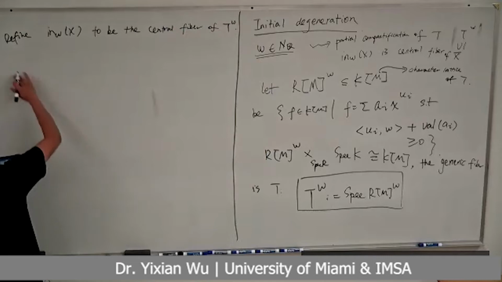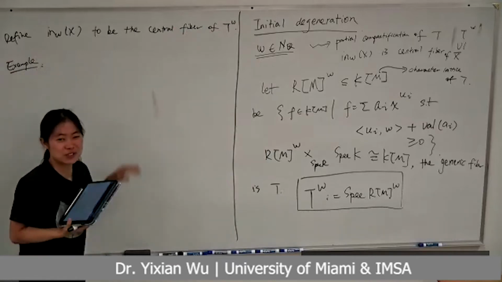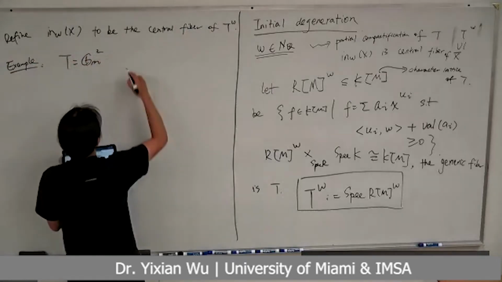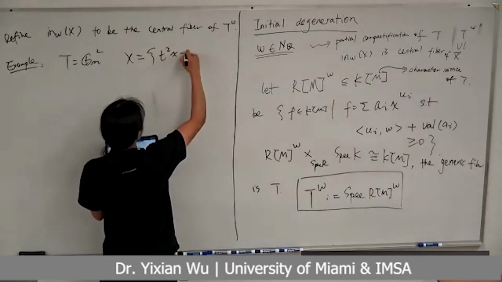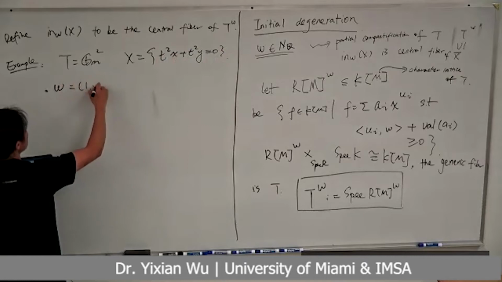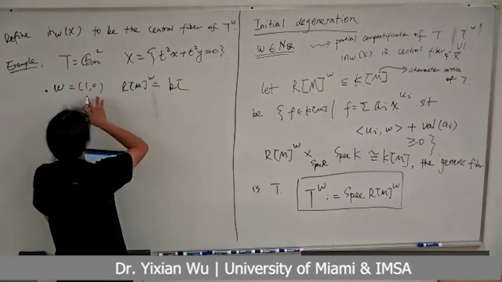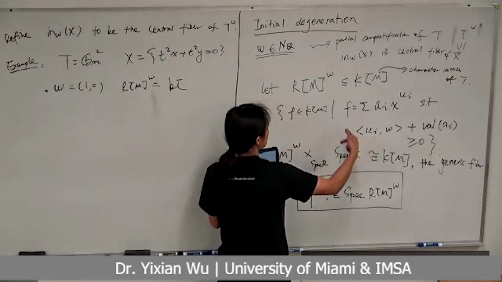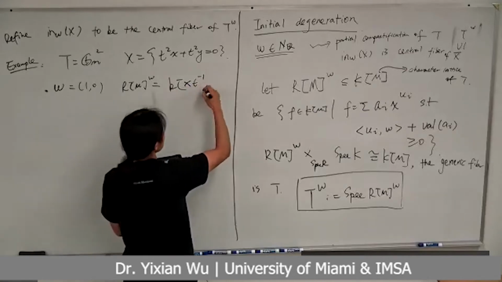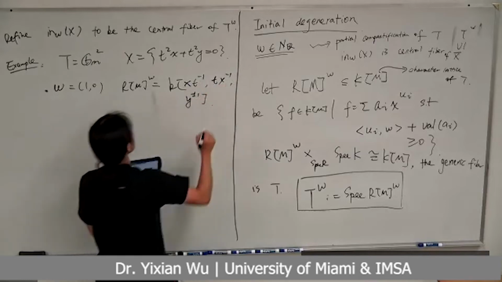Let me give an example just to see how this works. I calculated this myself, so I'm not 100% sure it's correct, so maybe we can check together. Suppose my T is G_m squared, and I pick a subvariety like t squared x plus t squared y equals 0, and I pick omega to be (1, 0). So this ring is going to be generated by x t to the minus 1, t, x t minus 1, and y plus minus 1.